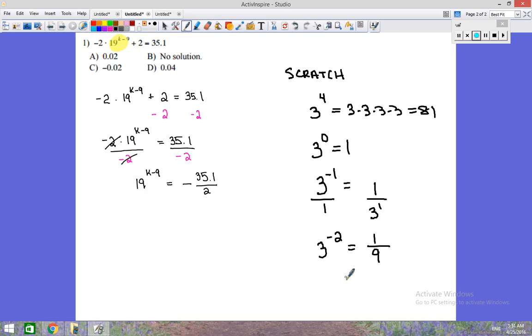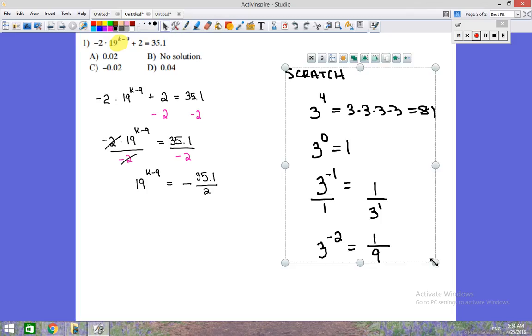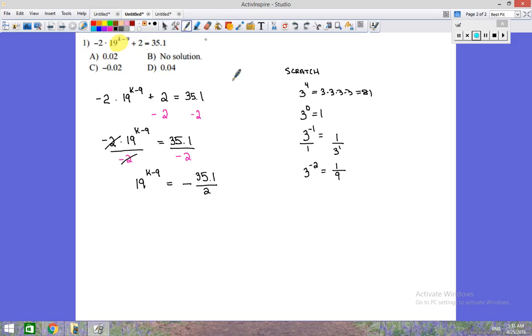If I keep doing this forever, I'm never going to come up with 3 raised to some power that equals 0, or that 3 raised to some power is a negative number. 3 raised to some power is never going to be 0, and 3 raised to some power, no matter what that value of n is within the set of real numbers, it's never going to be less than 0. Since it's not equal to 0, it's always going to be positive. It's never going to be less than 0.